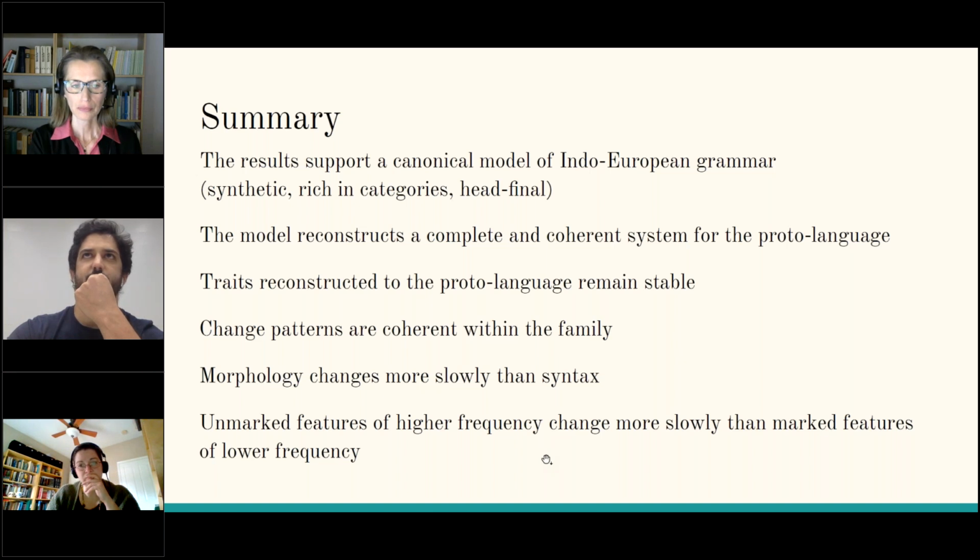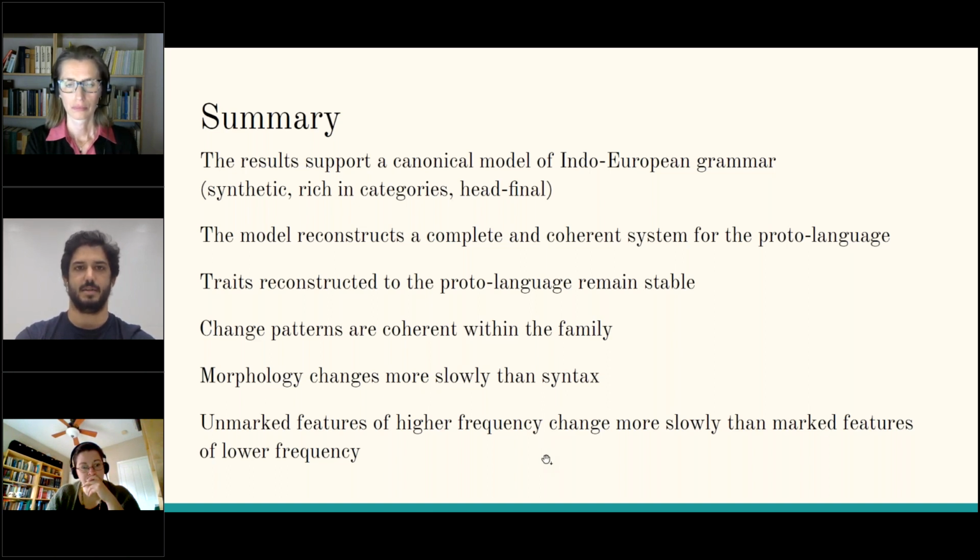The important takeaway of what we've done here, which is maybe relevant only to families like Indo-European, where you do have good chronological stratification of the languages for which data are attested, is that archaic does not necessarily mean primary. I don't know if this will be relevant to all families, but hopefully there's some potential to inform future research.